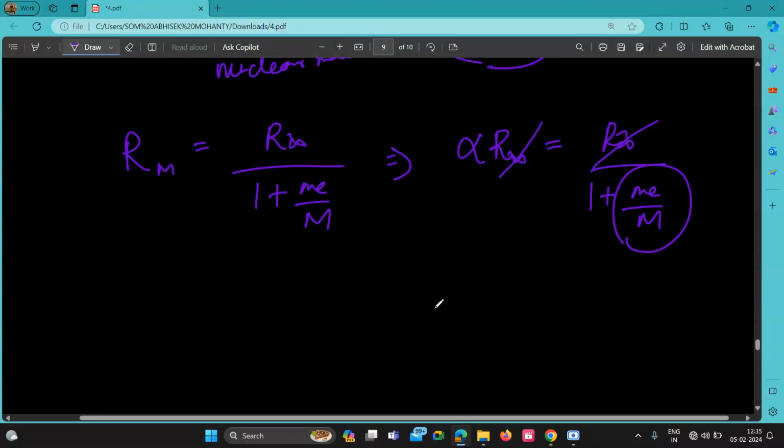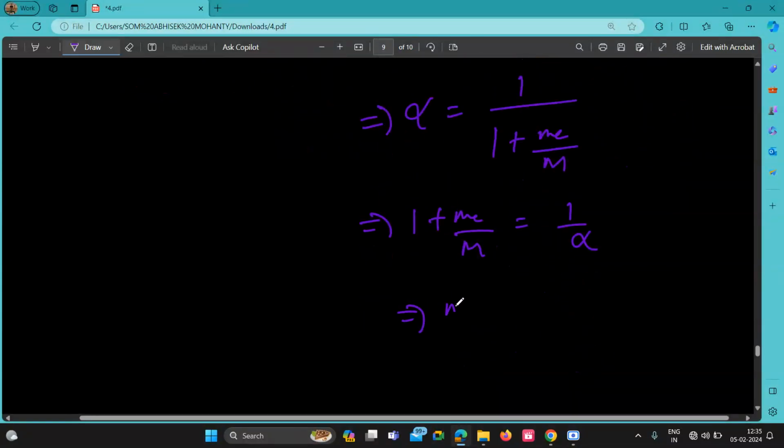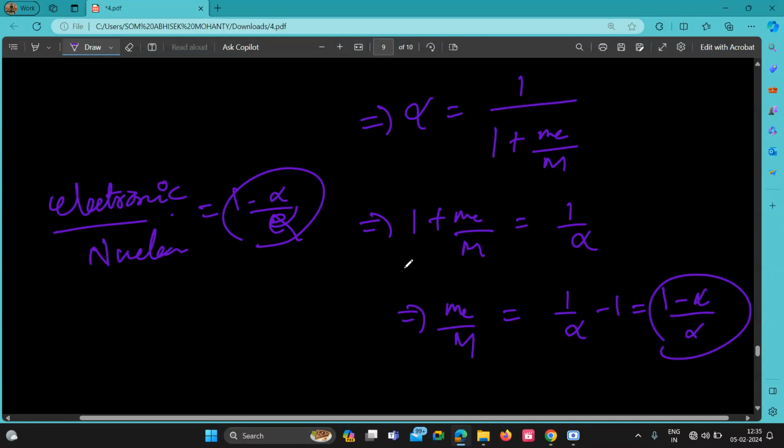R infinity cancelled. So alpha is equal to 1 by 1 plus me by m. So 1 plus me by m is equal to 1 by alpha. So me by m is equal to 1 by alpha minus 1, which is 1 minus alpha by alpha. This is the electronic by nuclear mass. Okay, I hope you understood. This was just 2017, I think.